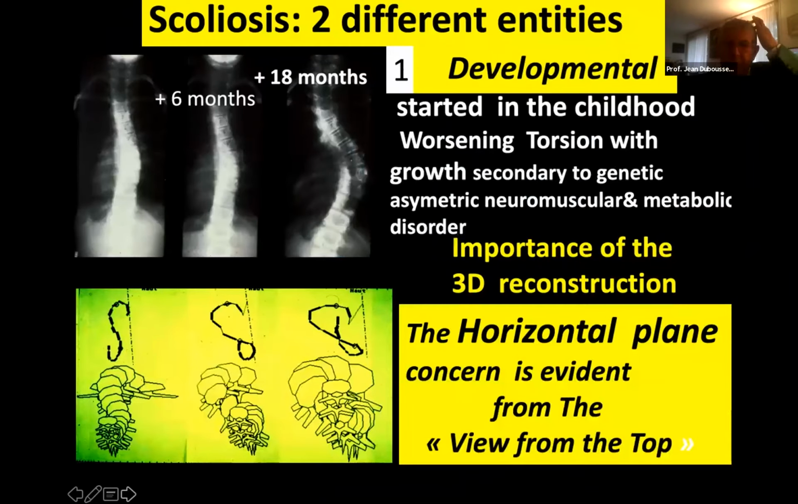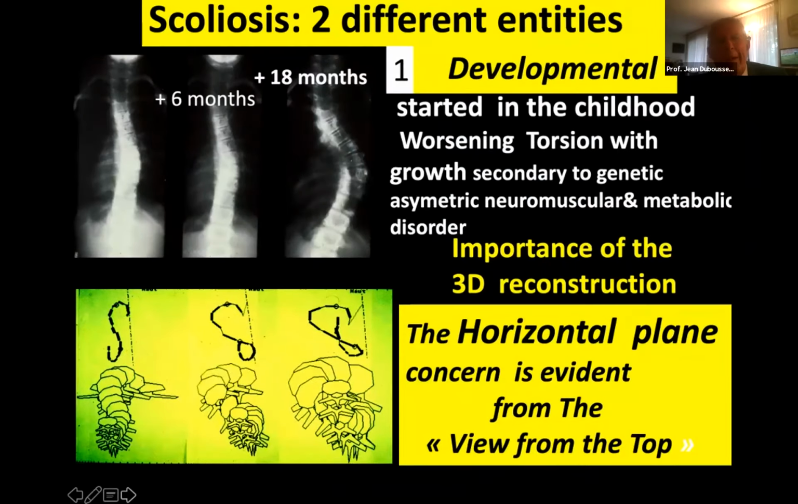So scoliosis, for me, two different entities. The developmental that starts in the childhood, worsening torsion with growth, secondary to genetic factors, etc. But when you see from the top, the horizontal plane concern is really evident.